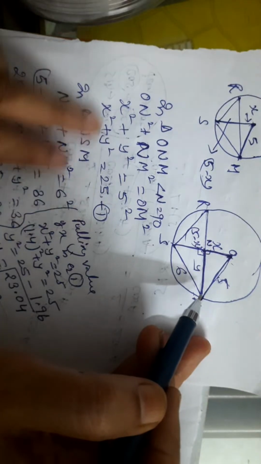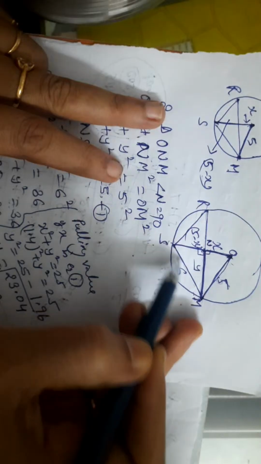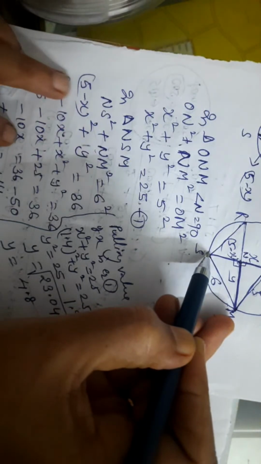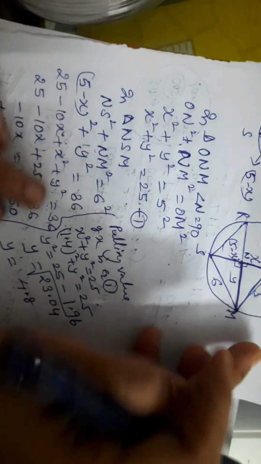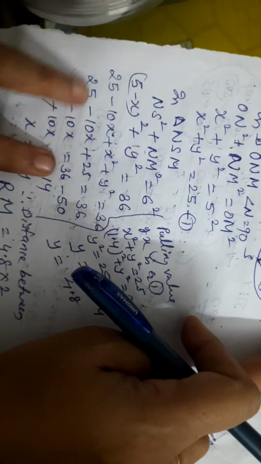Now this we got as the first equation. Now again we'll solve with the second triangle. In the same way, this is base and this is perpendicular. So 5 minus x square plus y square is 6 square. Now it is 5 minus x, so use the whole square identity.